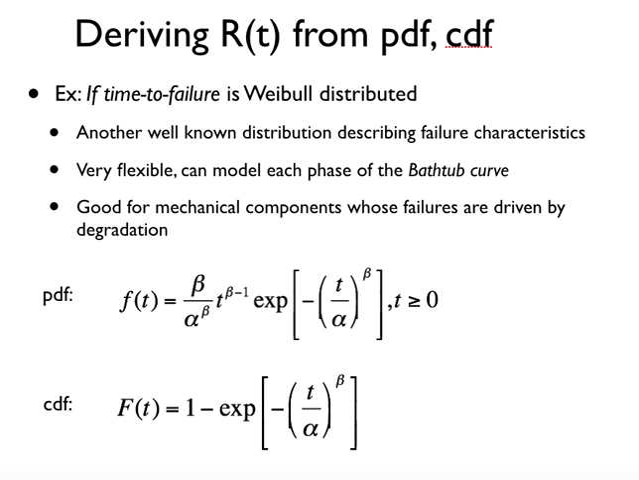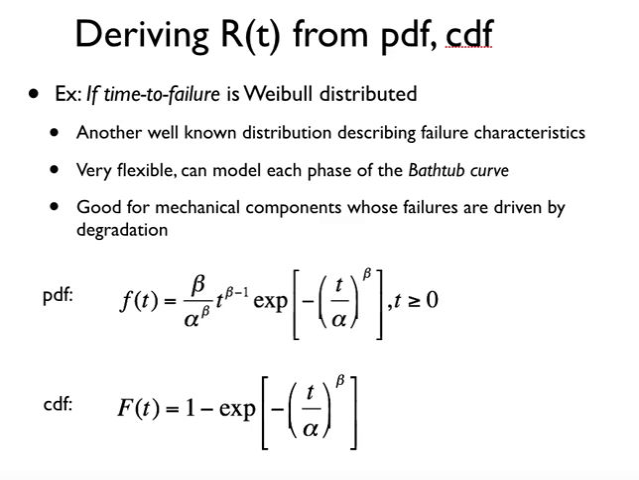So here's an example of the Weibull distribution. And I realized I should have actually put up the equations for the exponential distribution so you could see how this simplified into the exponential. But for now, let's talk about the Weibull. So the Weibull is a fairly popular way to describe time to failure data. And again, Weibull is not constrained to the constant failure rate region of the bathtub curve.